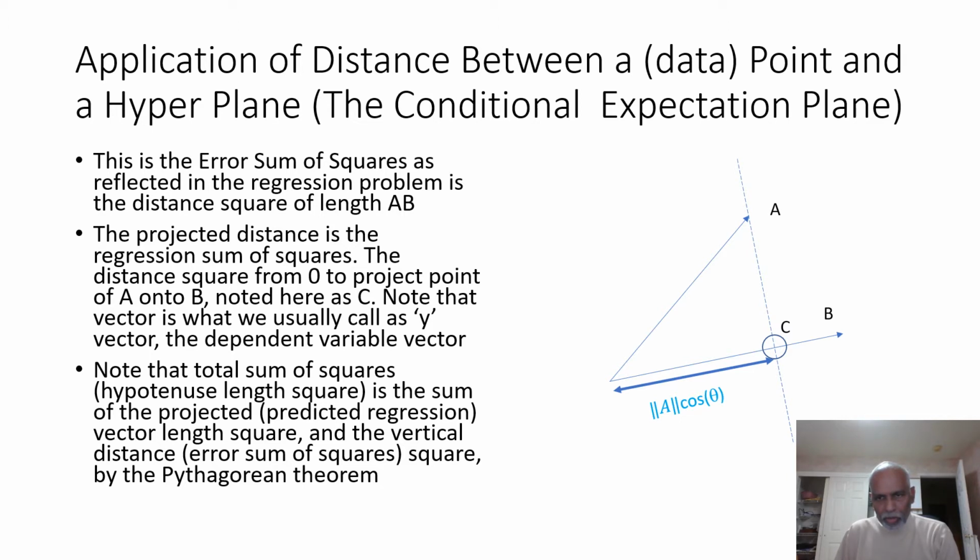And so the total sum of squares of the input vector, from the origin to the end point of the input vector, is, because of the Pythagorean theorem, the regression sum of squares plus the error sum of squares. This is the error sum of squares, and this is the regression sum of squares. From the origin to C is the regression sum of squares, from A to C is your error sum of squares. The sum of those two squares becomes the total sum of squares, which is the line segment from 0 to point A in the vector A.